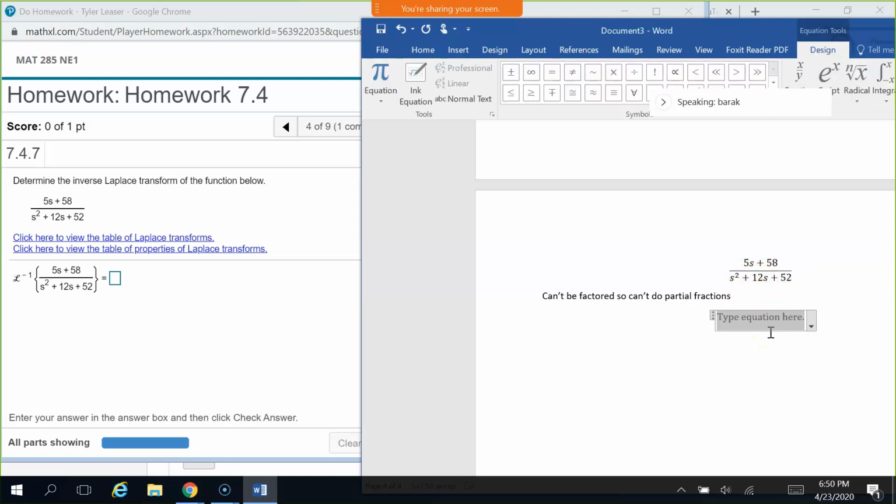So let's try that. We're going to leave the numerator alone. But the denominator, we're going to do completing the square. So the first two terms we leave alone, and then you take half of the coefficient on S and then square it.